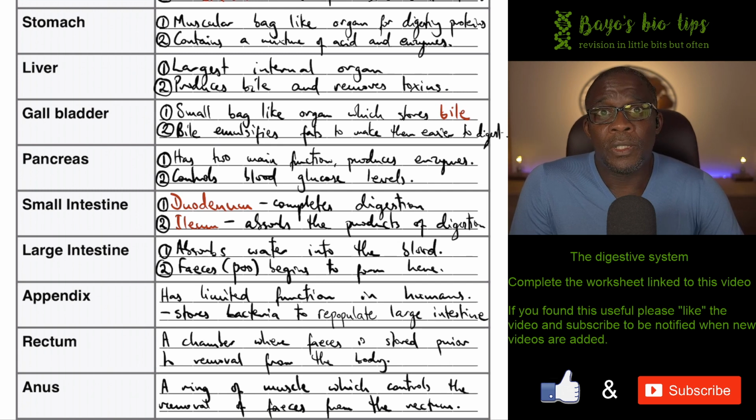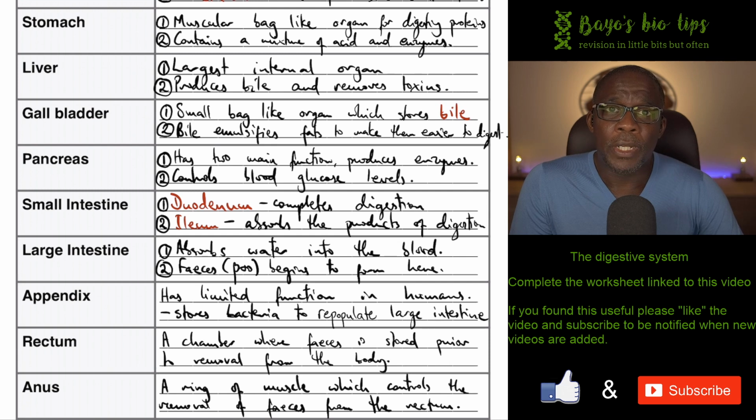Another idea is that it's just one of these hangovers, something left over from our evolutionary past that once had a function but doesn't anymore. It could actually be a combination of both. So yes, it used to have a totally different major function possibly, but we've now co-opted it to use it for something else, which is storing bacteria.